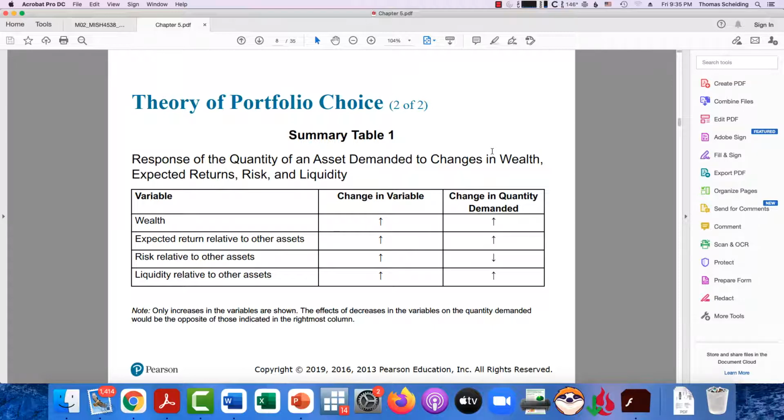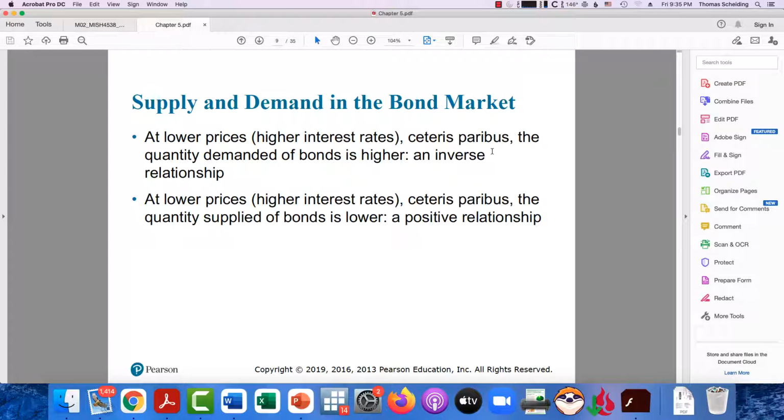Now, if we look at one particular asset, that asset being the bond market, what we know is that the interest rate is basically the reward, the return for investing in a bond. And in general, if interest rates are increasing, then the quantity demanded increases. Now, interest rates increasing is reflected in the fact that the price of the bond is being sold at a discount.